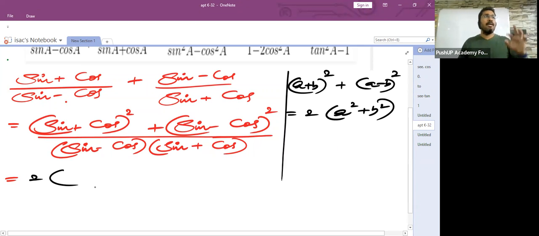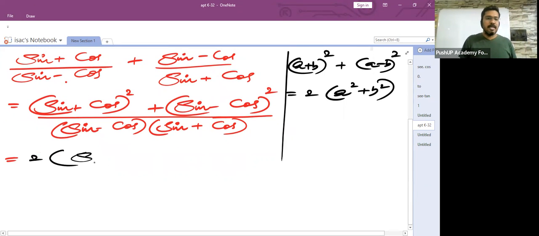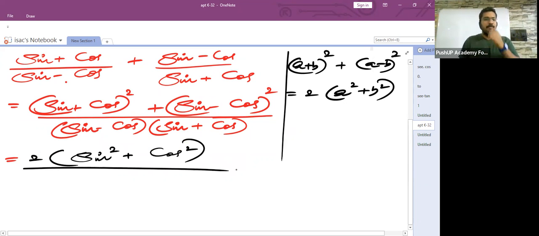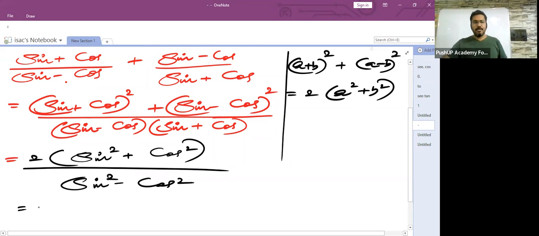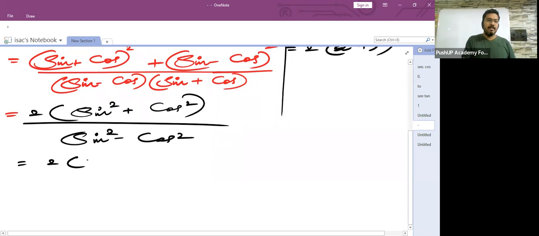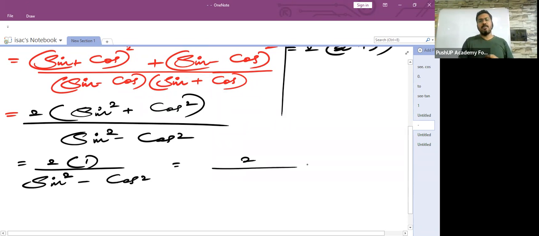2 into a square plus b square. What is a here? Sine. So sine square plus b square, that is cos square, divided by denominator, which is what? A minus b into a plus b, that is a square minus b square. So you get sine square minus cos square. What is sine square plus cos square? It is 1. So 2 into 1 divided by sine square minus cos square, which is equal to 2 upon sine square minus cos square. Easy. So this you got.